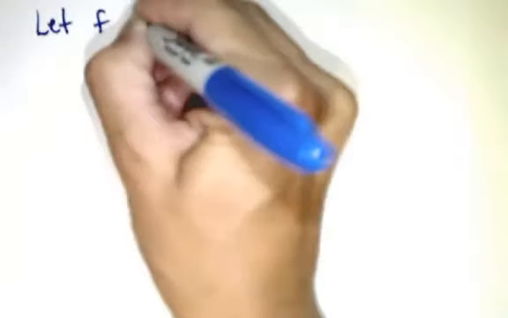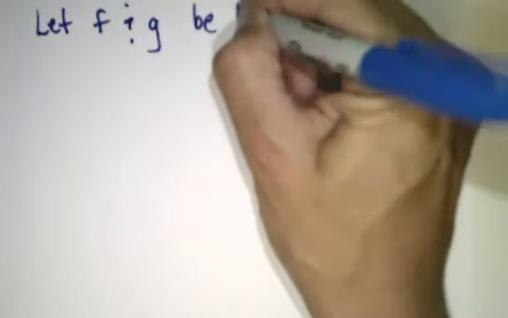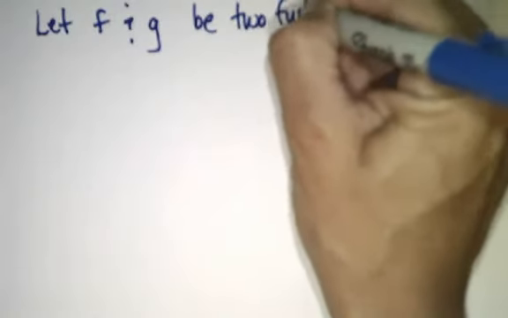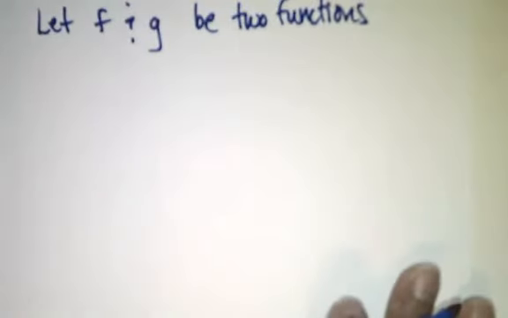All right, what we're going to need is first to have kind of our players. So we are going to let f and g be two functions. So these are our old ones. So they're going to be our two functions.